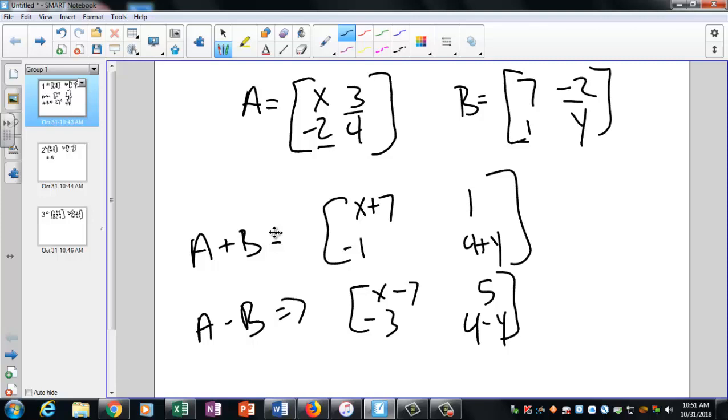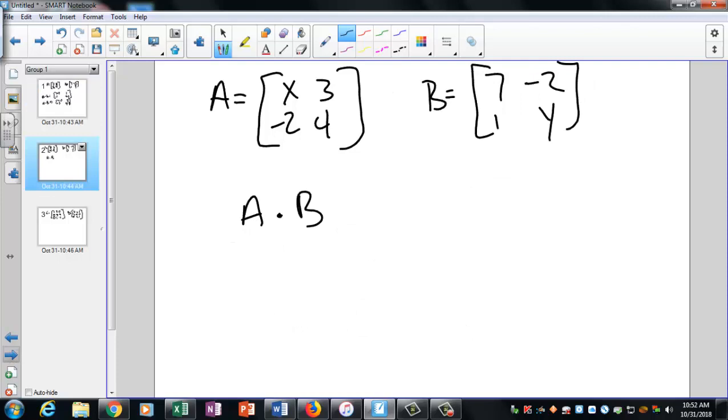Okay. I could do other things like solve for x if A plus B is equal to some matrix, and then you'd have to be able to figure out what x and y are. All right. Did everybody hear that? That's important. Okay.